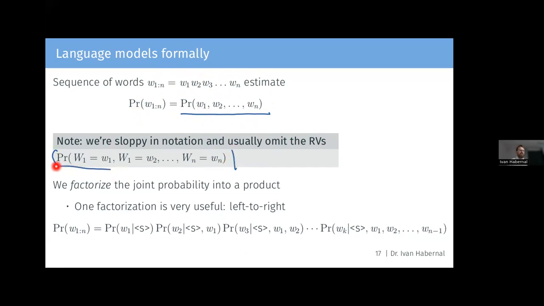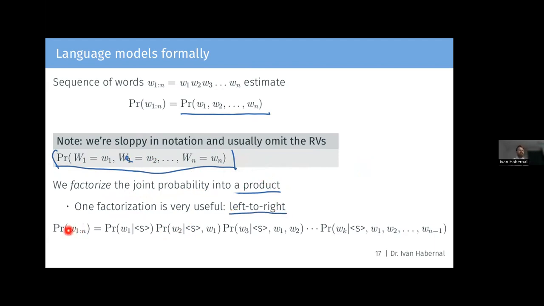So what is the joint probability that the given word is at position 1, the given word, sorry, this should be w2, is at position 2, and so on. So it's a joint probability distribution of all these random variables, where each random variable means what is the word at a certain position, okay? So typically when we have this large joint probability, we factorize it into a product. And here we're using a very nice factorization, which is left to right factorization.